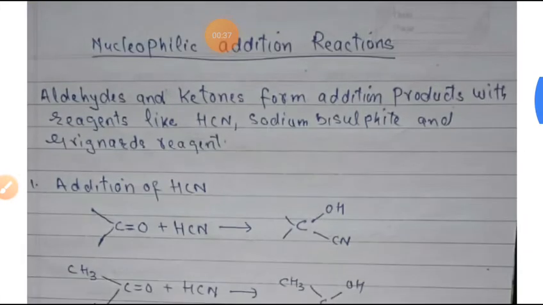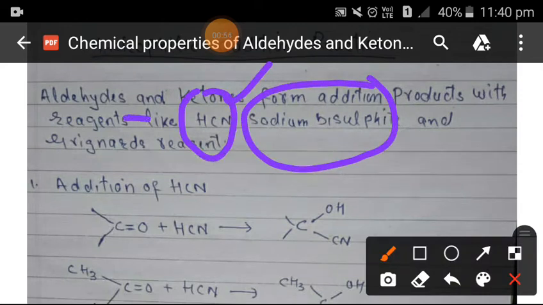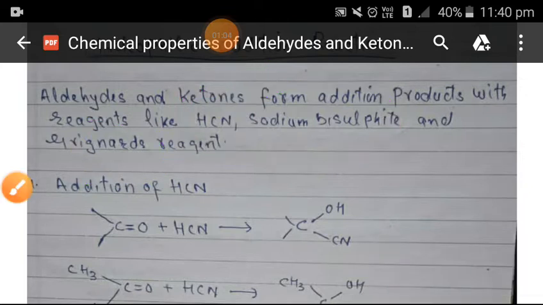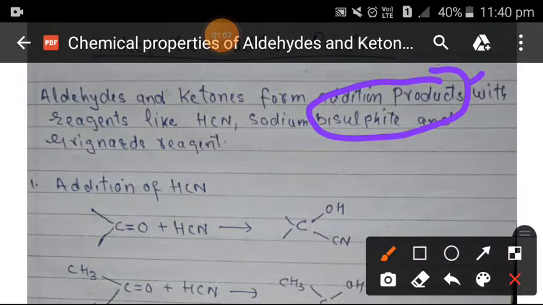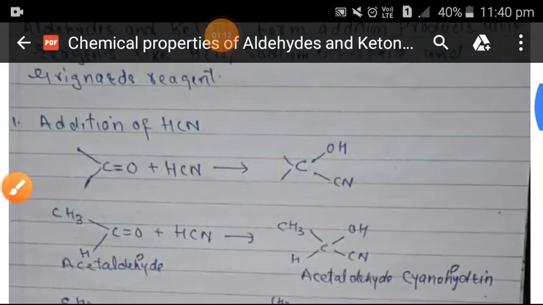So let's see, one by one, different nucleophilic addition reactions. For example, here we are taking the aldehydes and ketones. When we treat them with different types of reagents, for example hydrogen cyanide, sodium bisulfite, or Grignard's reagent, you will see that addition products are formed. So let's go one by one to see how the reaction takes place.